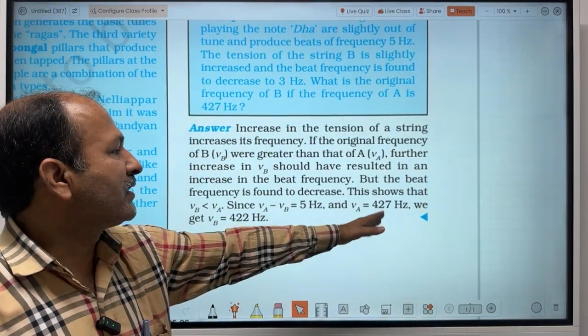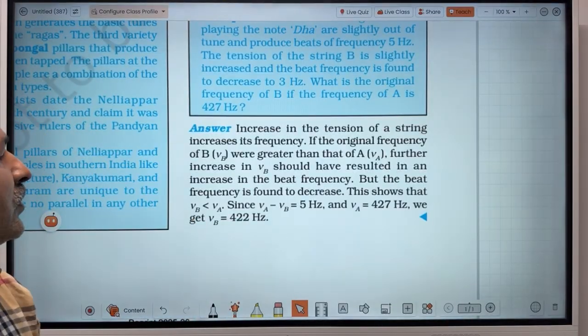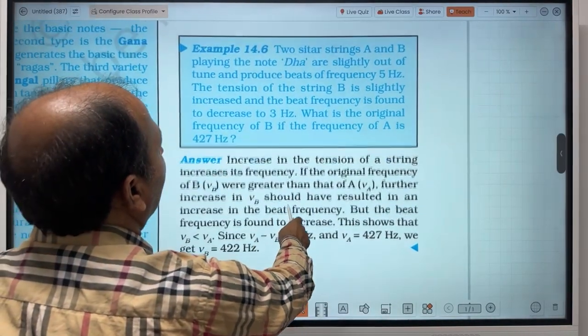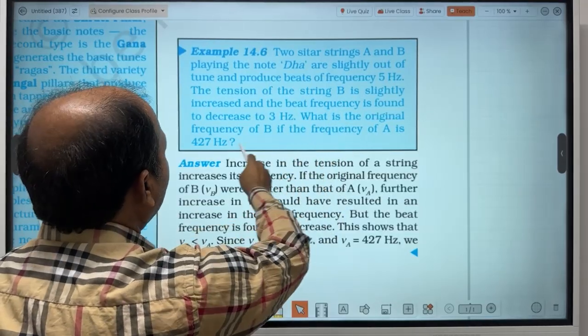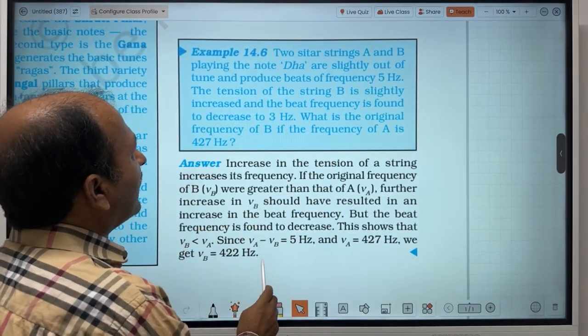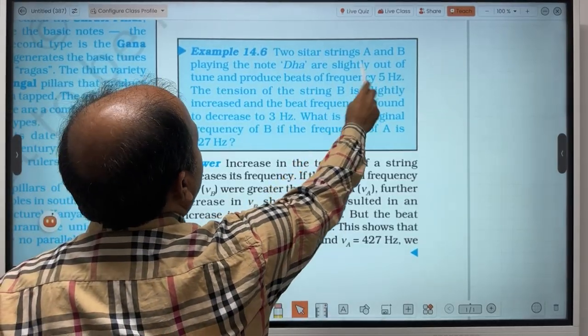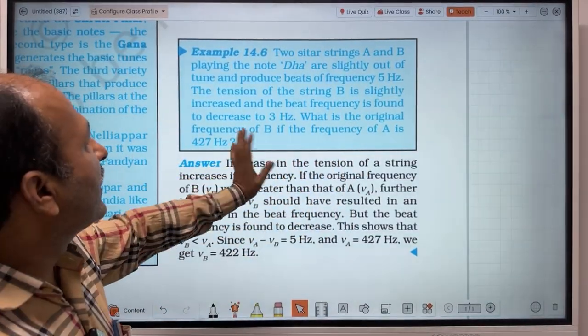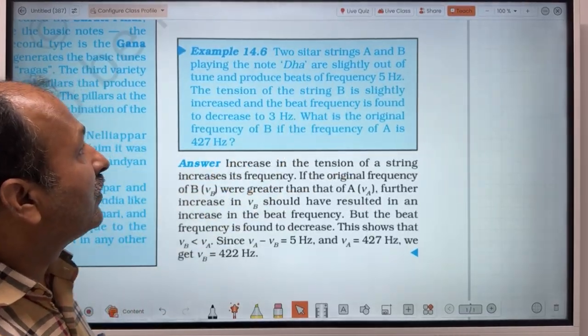So VA is given as 427 Hz. So of course VB will be 422 Hz. I think you have understood. Once again we can have a quick recap. Here the frequency of A is 427, and what is happening? Here the beat frequency is given as 5. It means the frequencies of the two, VA and VB, differ by 5.